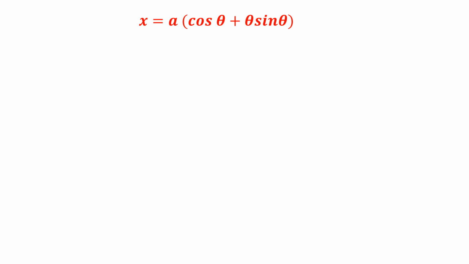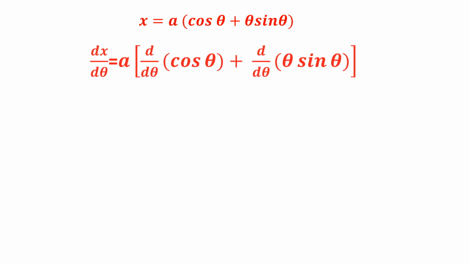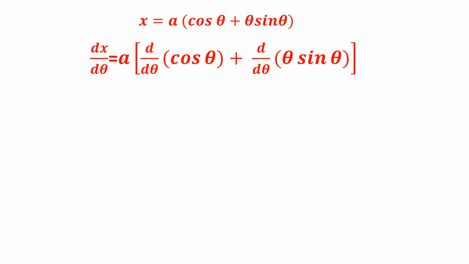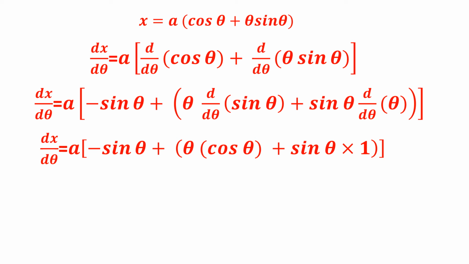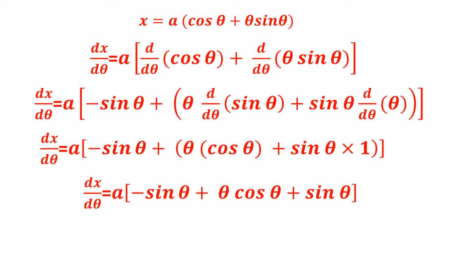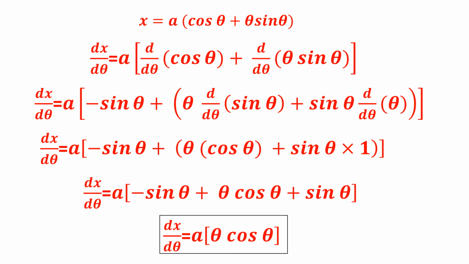Again we start with x is equal to a into cos theta plus theta sin theta. dx by d theta is a into d by d theta of the first plus d by d theta of the second. The first one's differentiation is minus sin theta. For the second one you have to make use of the product rule. Keep theta, differentiate sin; keep sin, differentiate theta. It will become theta cos theta plus sin theta. The sin theta gets cancelled, and you get a into theta cos theta.